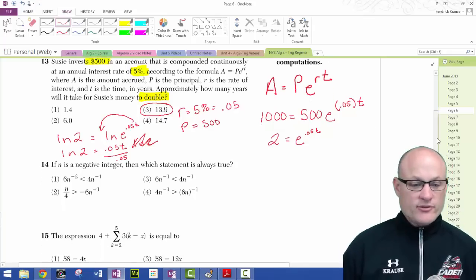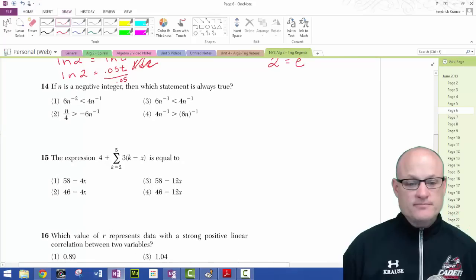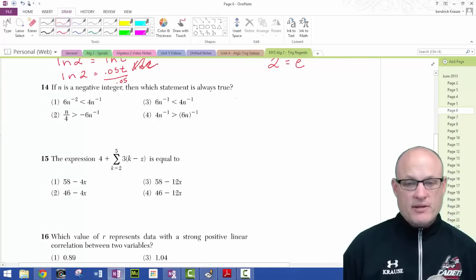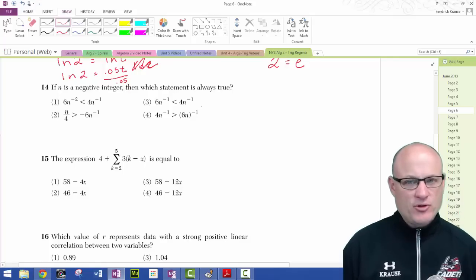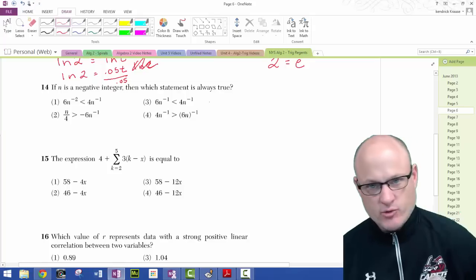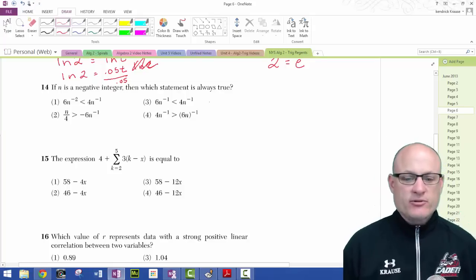This next question is a rather tricky question. Very tricky question, if you ask me. I'll bet there were a lot of kids that missed this on the Regents exam. You'll have to remember that negative exponents have absolutely nothing to do with being negative. So what I'm going to do is convert all these first to what they really are.